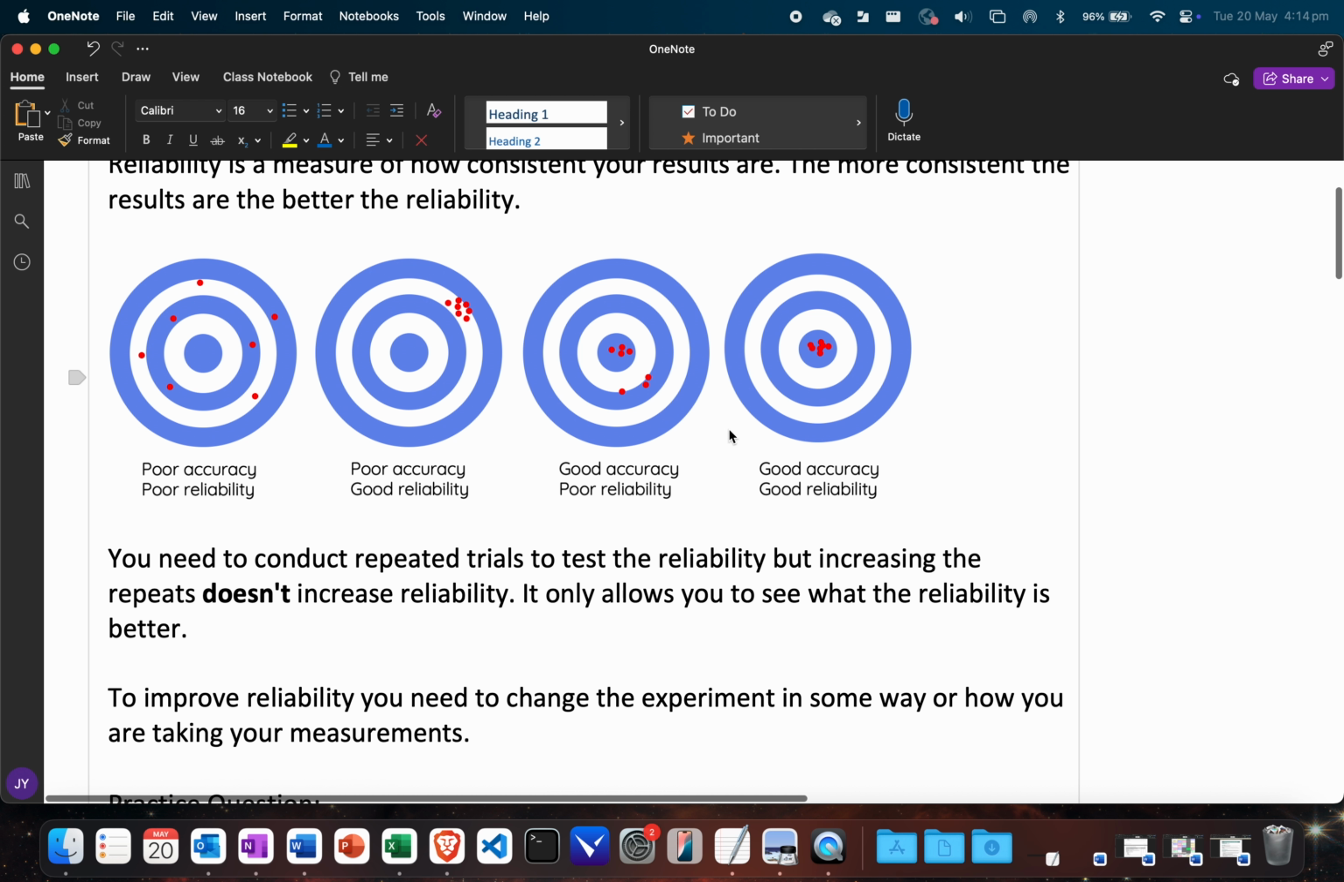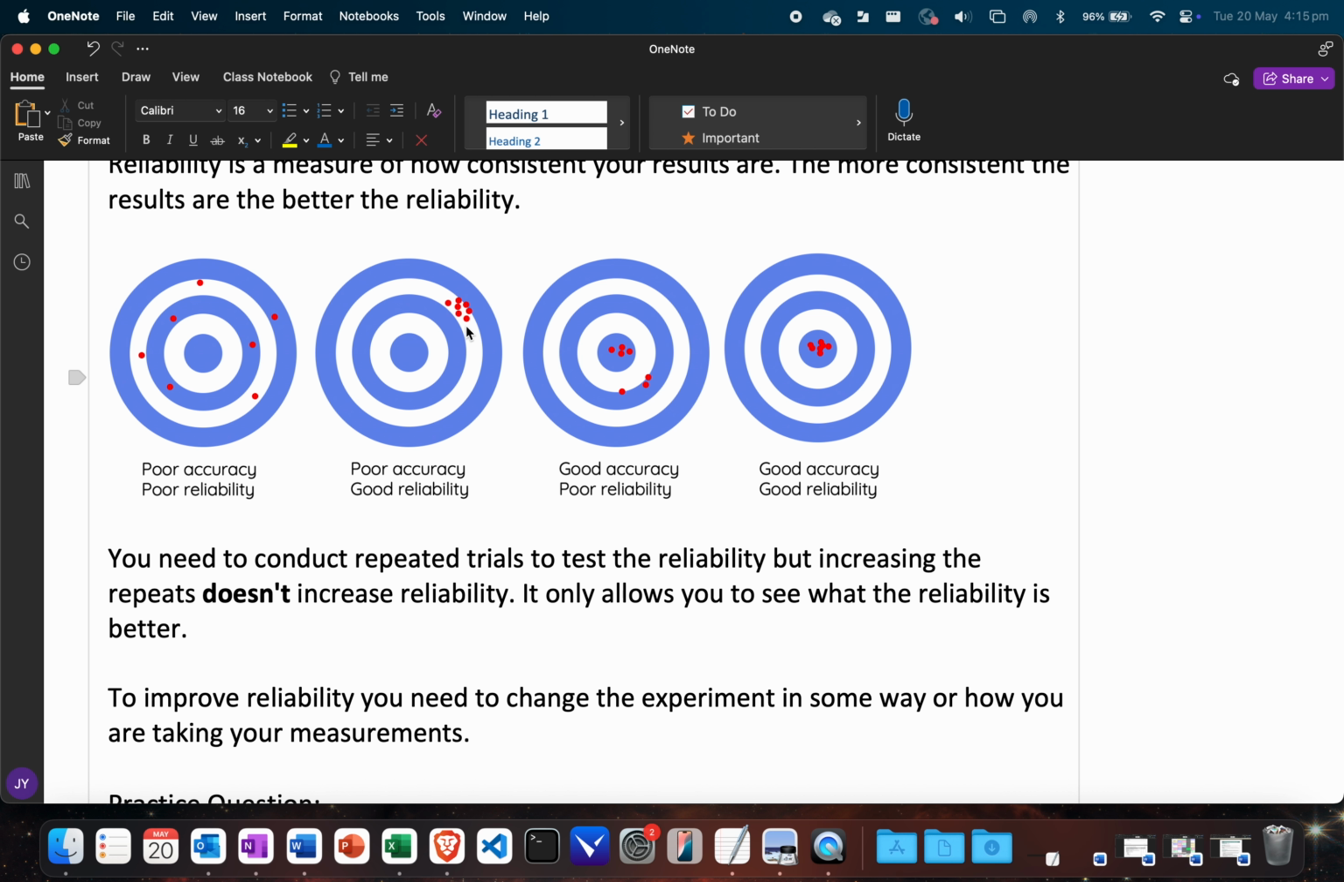So if we have a look at this diagram, if all of the arrows that are aiming at this target are not around each other, then it's not reliable. The results are not consistent, therefore they are not reliable. You cannot rely on the data that you have collected because the results that you're getting are almost random. So you can't rely on them. In the second case, well, you can rely on your results. The results just aren't accurate.